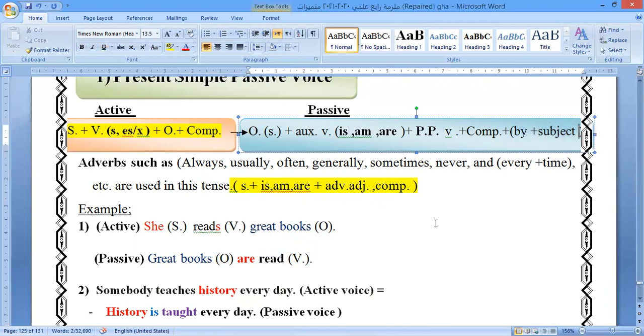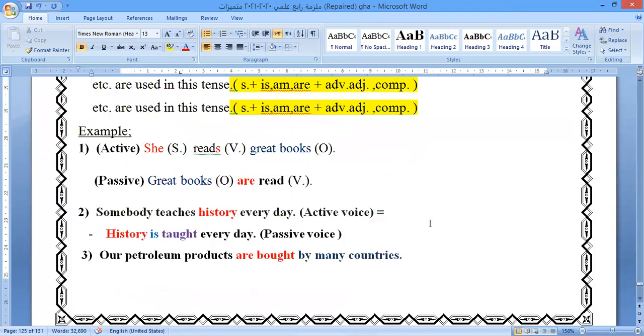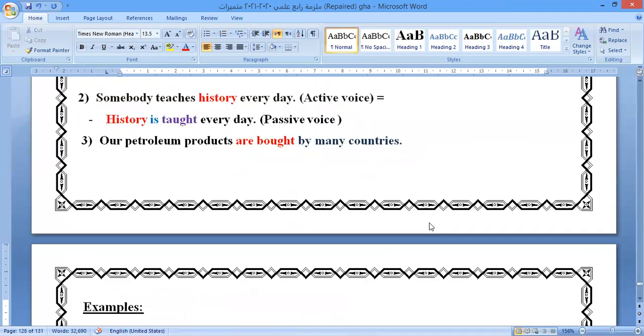أوكي، أعطيك مثال آخر. somebody teaches history every day. هذه الجملة active. شو عرفتها active؟ لأن الفاعل موجود. somebody teaches with third person، history تاريخ اللي هو الأوبجكت مالتي، every day. active voice sentence نوعها active مبني للمعلوم.